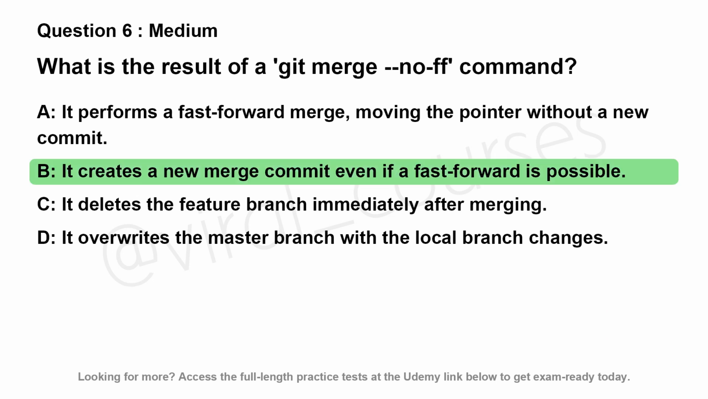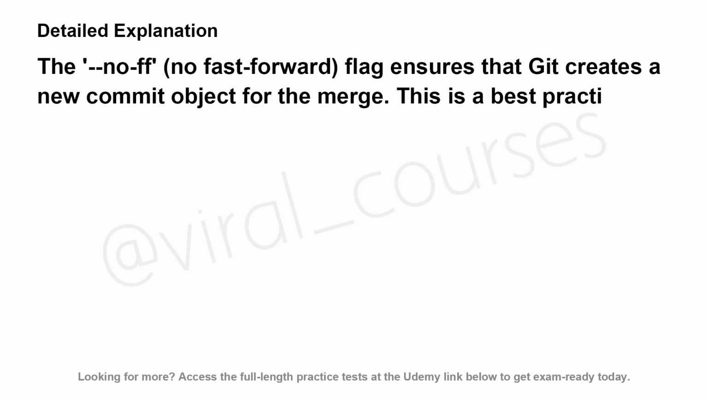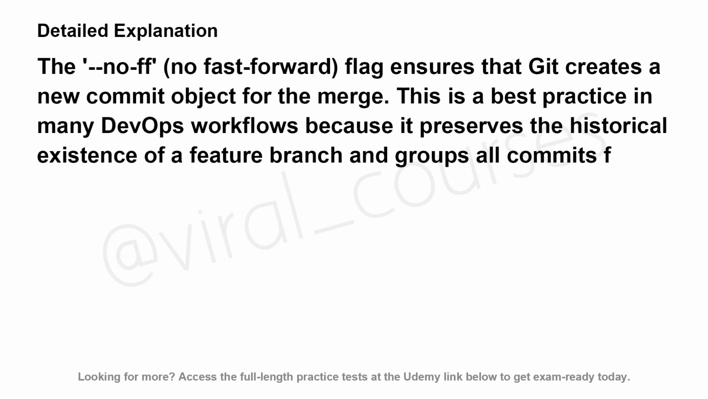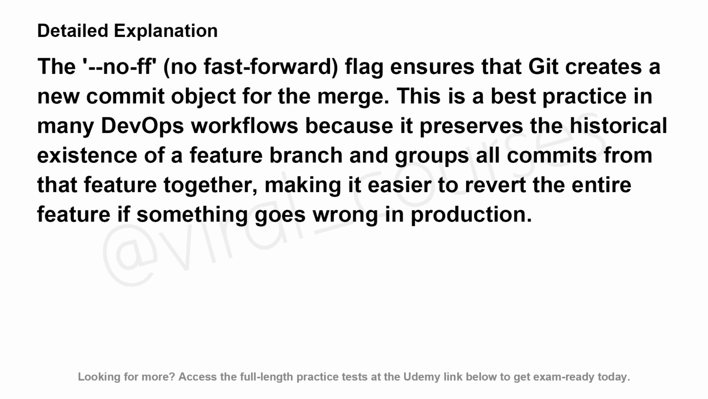The correct answer is B. The --no-ff (no fast forward) flag ensures that Git creates a new commit object for the merge. This is a best practice in many DevOps workflows because it preserves the historical existence of a feature branch and groups all commits from that feature together, making it easier to revert the entire feature if something goes wrong in production.